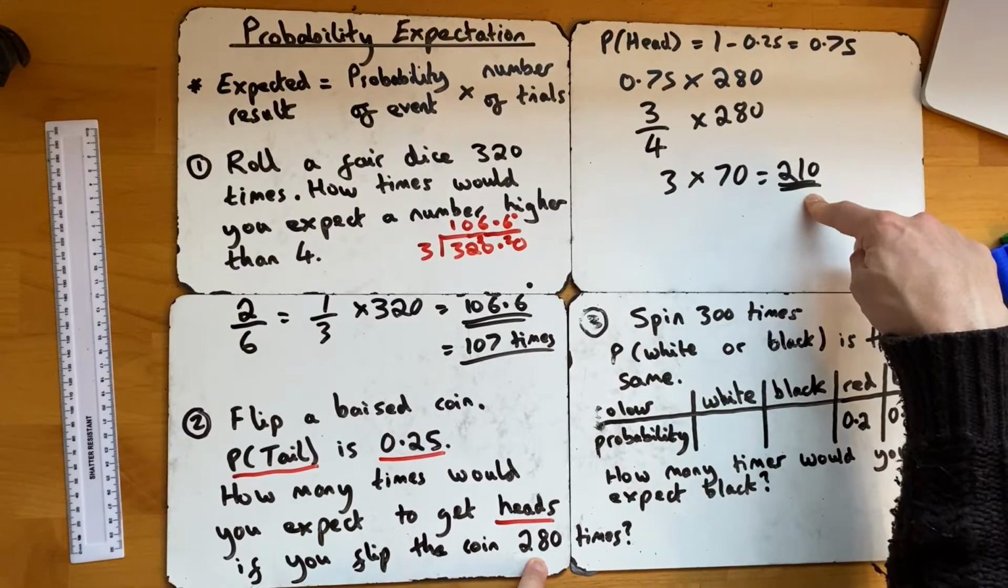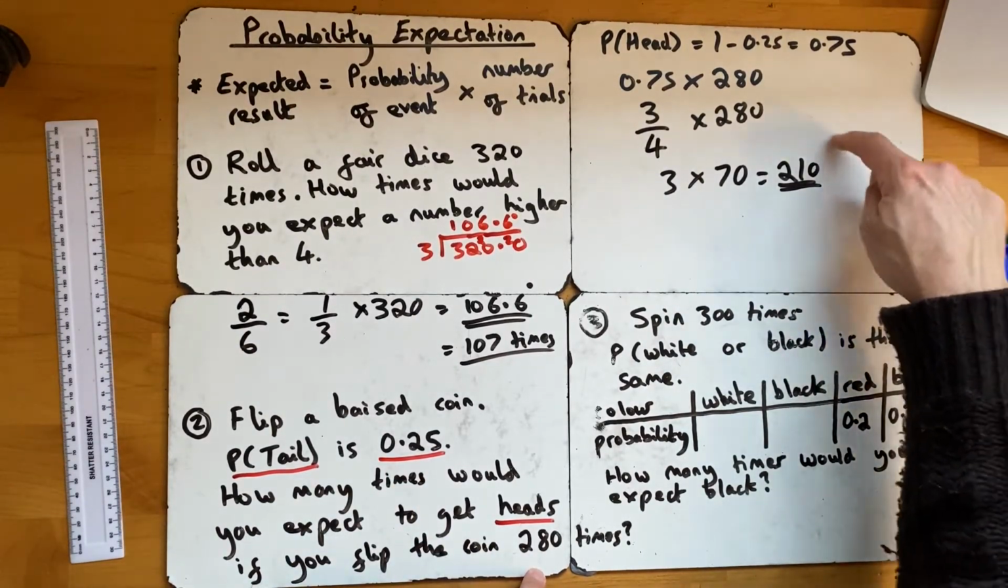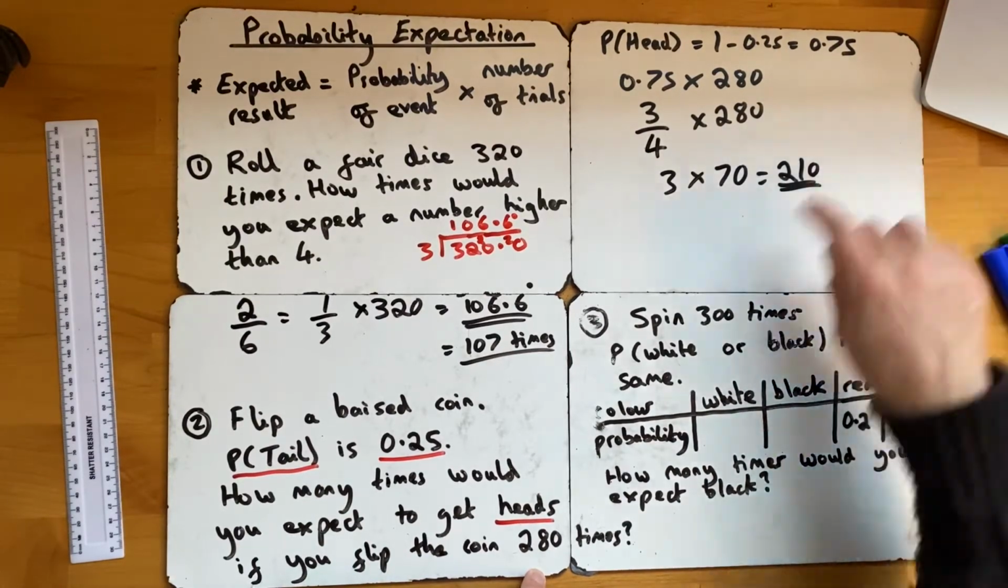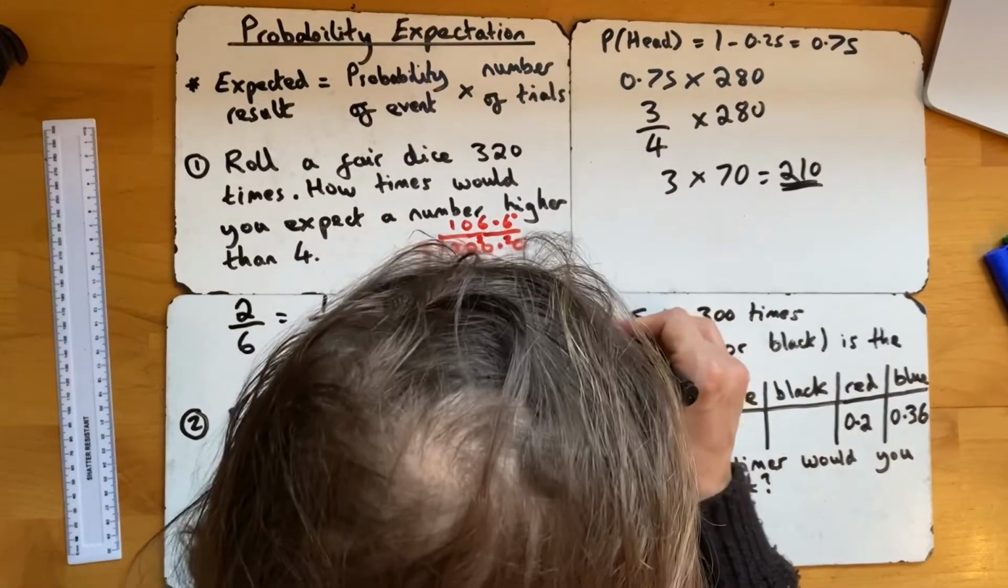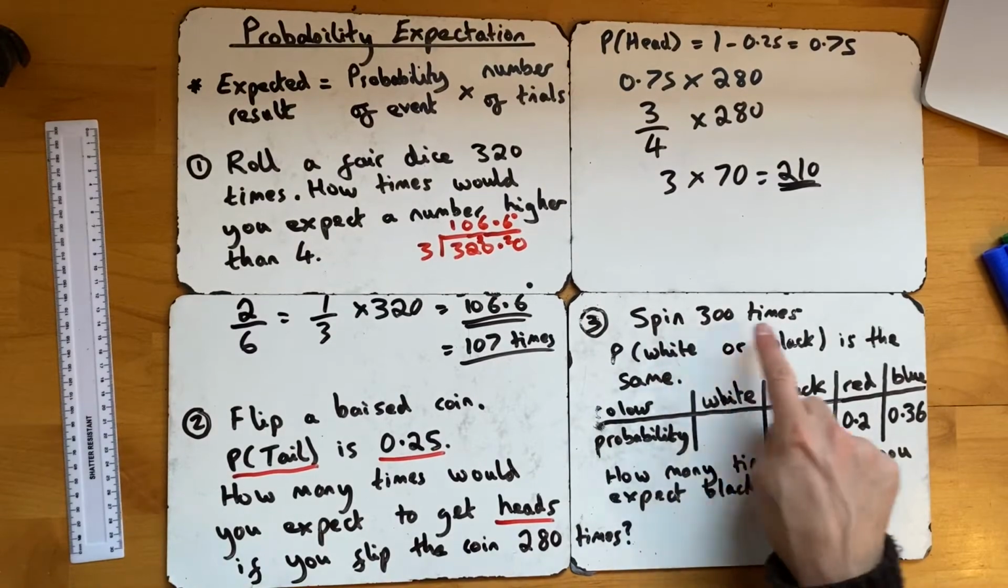If you ever wanted to check it, you could do 0.25 times by 280 and make sure it equals 70, because once you add 210 to 70, it should come to 280. Okay, question 3. Now we've got a spinner here. We spin it 300 times.